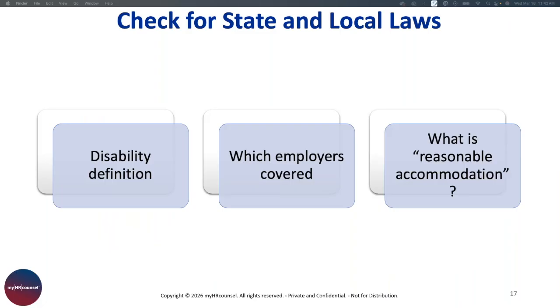Under certain state laws, it could be only one employee and you're covered under a state version of the ADA with similar requirements. The definition of disability could also be more lenient under state law. What qualifies as a reasonable accommodation could also be different under state law than what the federal ADA requires. And when you're looking at these situations, you definitely want to start with the federal ADA if you've got a disability, reasonable accommodation, or interactive process situation in your work.